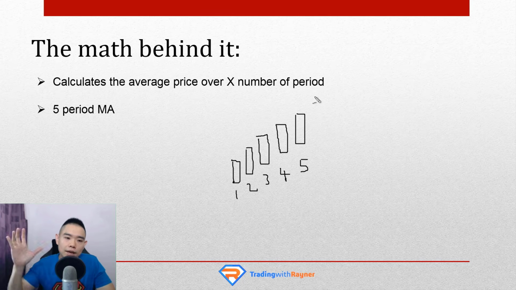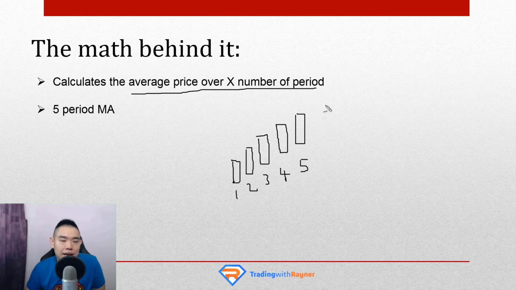So let's say you overlay this chart with the 5-period moving average. What will the value of your moving average be? Well, it's going to be pretty simple. What you're going to do is add the total of these closing prices, so 1 plus 2 plus 3 plus 4 plus 5, and you divide by 5, since we are calculating the average price over X number of periods. Our X number of periods in this case is 5, a 5-period moving average. So you take 1 plus 2 plus 3 plus 4 plus 5, divide by 5, and your answer will be $3.